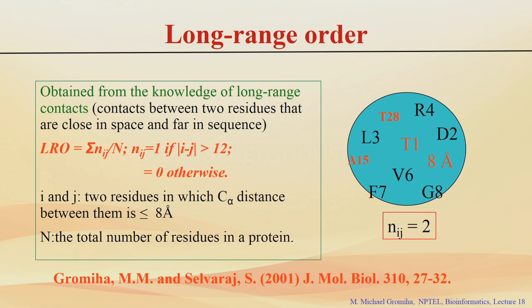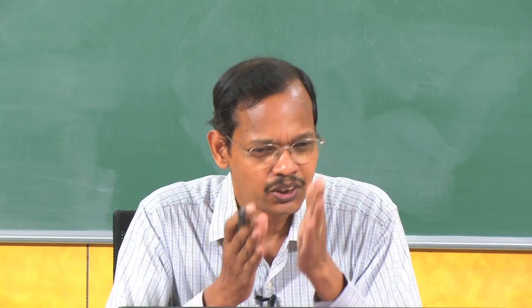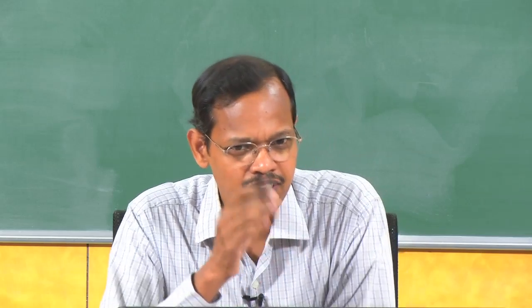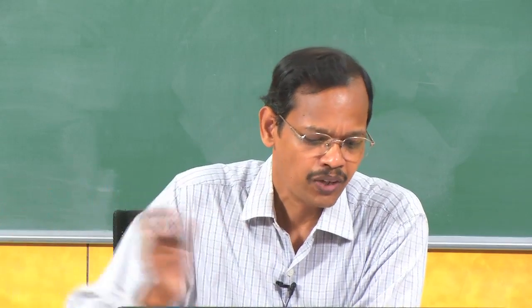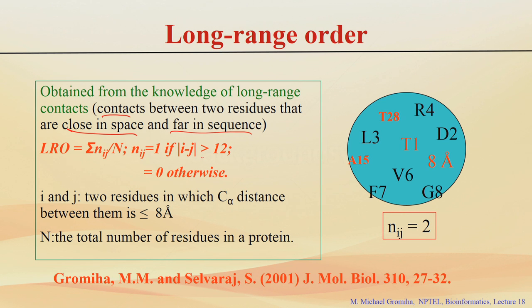This is from the knowledge of long range contacts. What is a long range contact? Greater than 4. It is a contact between two residues, any contacts, but they are close in space and far in the sequence. But how far in the sequence, whether 4 residues, 10 residues, 20 residues? That we have to fix. So, in this the long range order tried various distance cutoffs, and finally they identified the value of 12 residues far apart. For each residue they look at the contacts and they count only if the contact residues are separated by a minimum of 12 residues, otherwise it is 0.